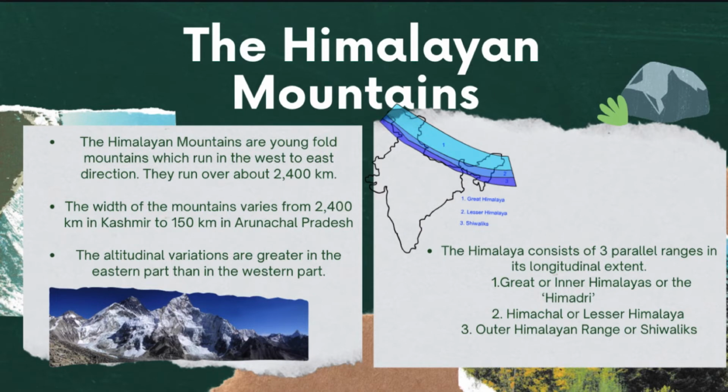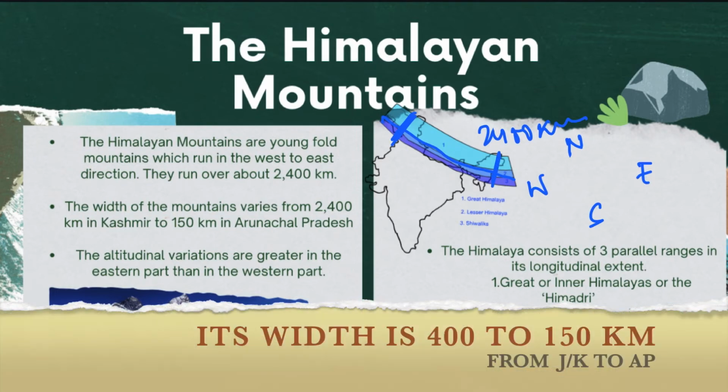Now we are starting with the first topic, the Himalayan mountains. The Himalaya is the youngest mountain range in the world. The Himalayan mountains are young fold mountains which run from west to east. This is north, this is east, this is west, and this is south. In the next video we will discuss how the Himalaya is formed. From here to here it is about 2400 kilometers. The width of the mountains from Kashmir is too much here, and here it is 150 kilometers.